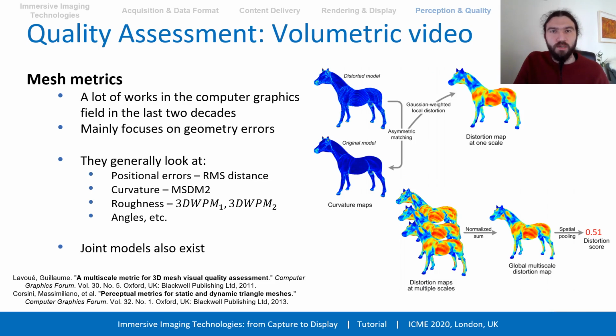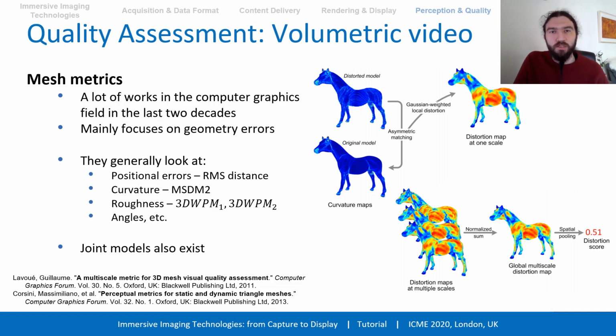Polygonal mesh surfaces are essentially the data representation for 3D models in the computer graphics world, and due to their use in many computer graphics applications, such as computer-generated imagery or computer games, there are many works on the objective quality assessment of polygonal meshes originated from the computer graphics field. Most of these objective quality metrics focus on the geometry errors.